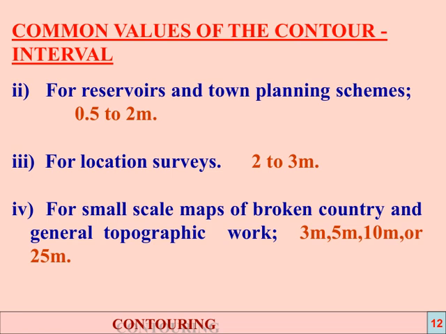When dealing with small-scale maps, especially of broken country or areas where general topography is sufficient, the contour interval can be much larger, ranging from 3 meters up to 25 meters. These larger intervals help simplify complex terrain and make the maps more readable at a glance. Overall, choosing the right contour interval is crucial because it directly influences how well the map communicates the terrain's features, whether for detailed engineering work or broader geographic overview.